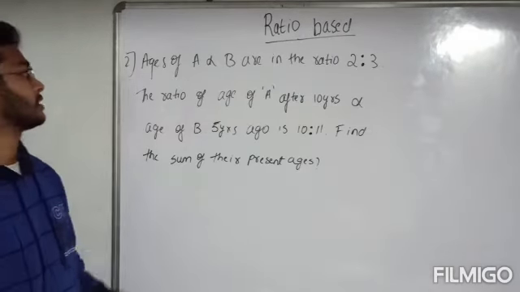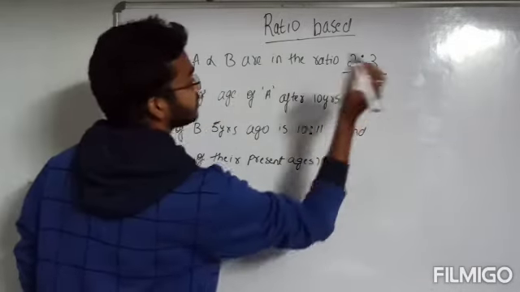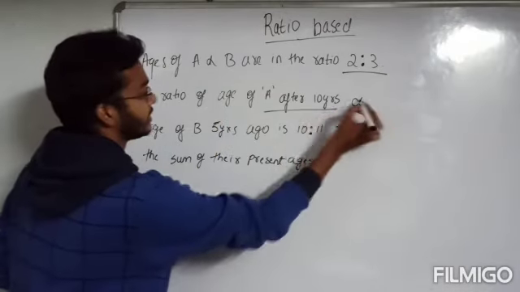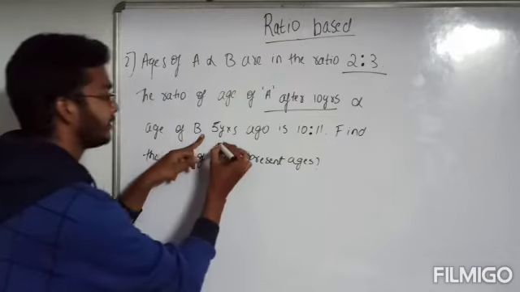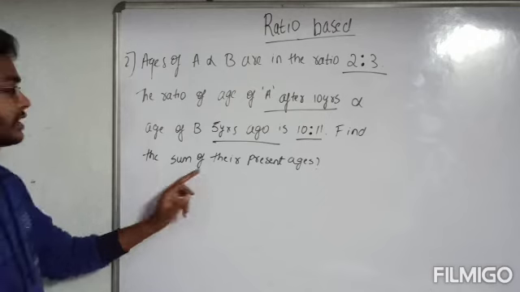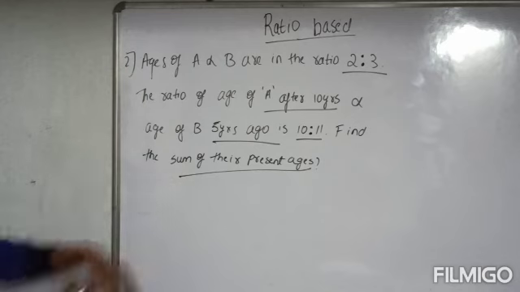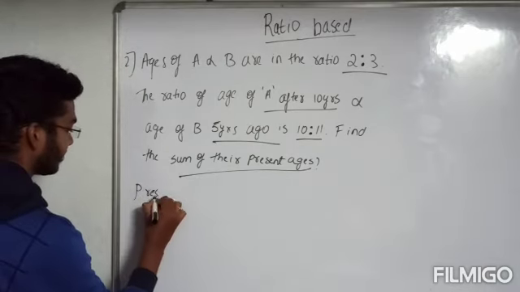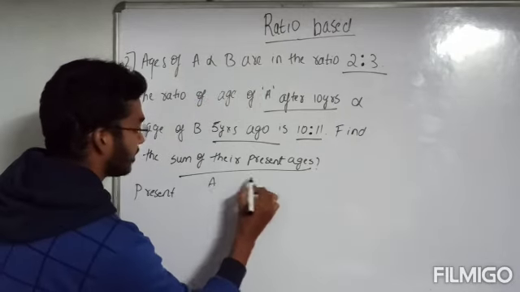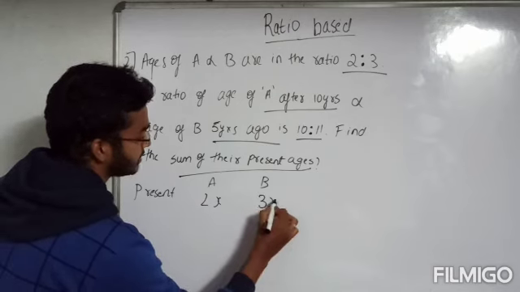So coming to the second question, let us say the ages of A and B are in the ratio 2:3. The ratio of the age of A after 10 years and B 5 years ago, read it carefully, is 10:11. Find the sum of their present ages. So let us write the data given. The present ages of A and B are in the ratio 2:3. That is 2x and this will be 3x.